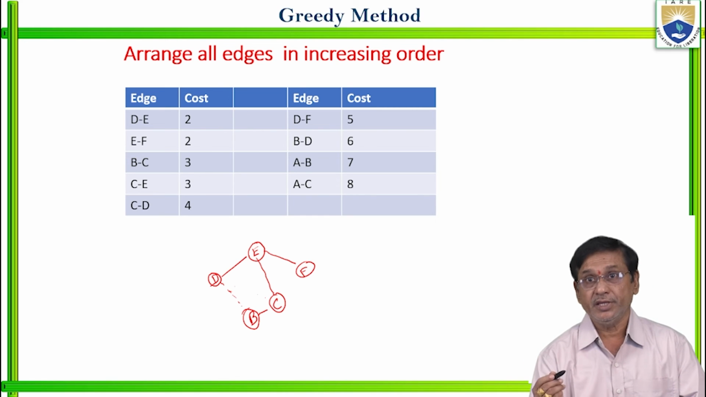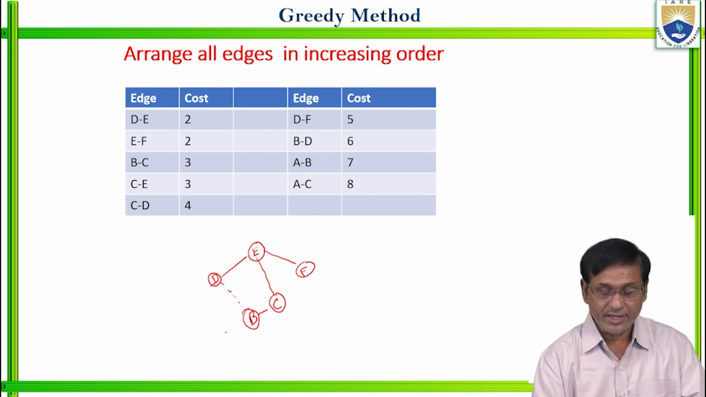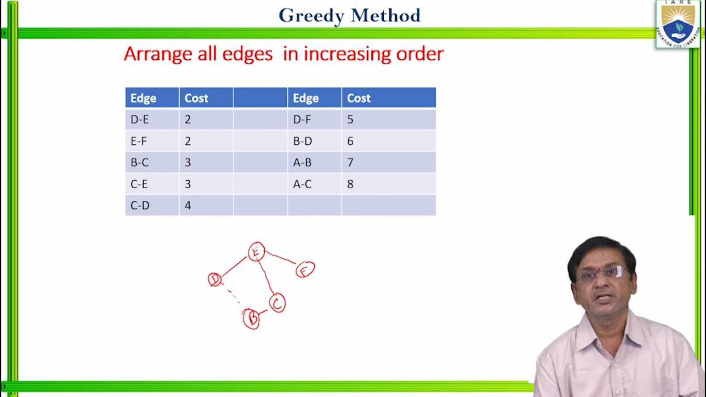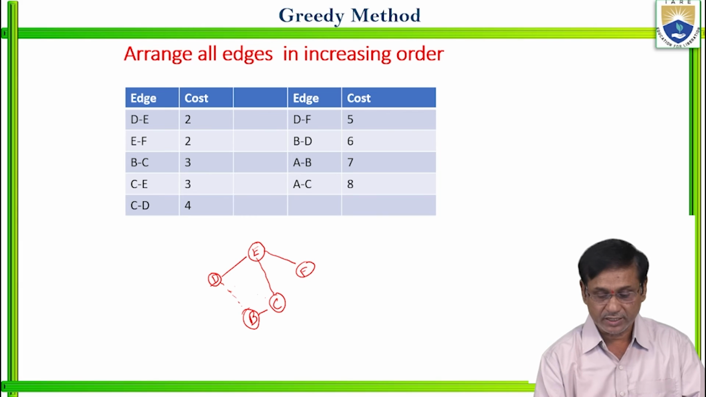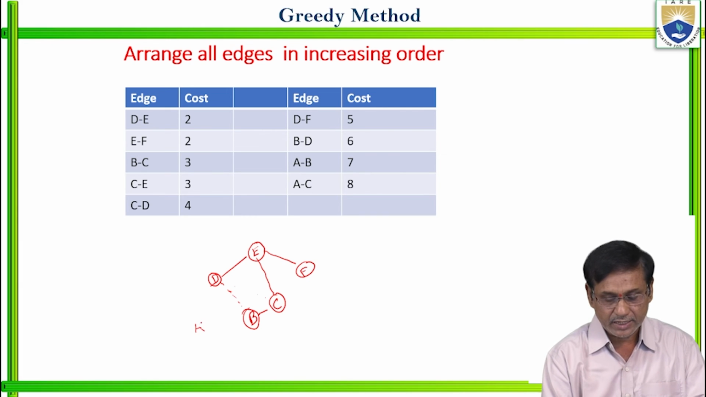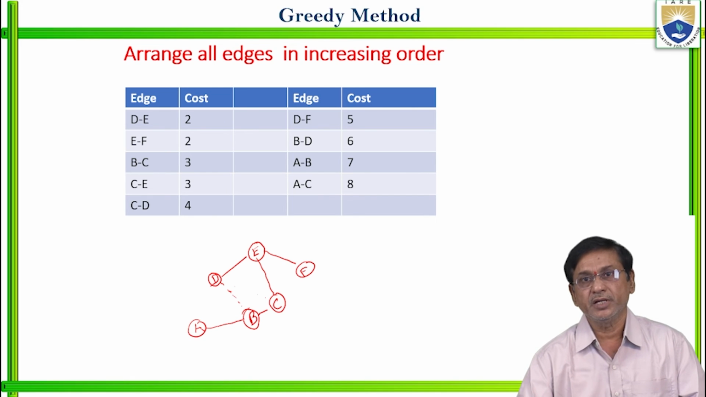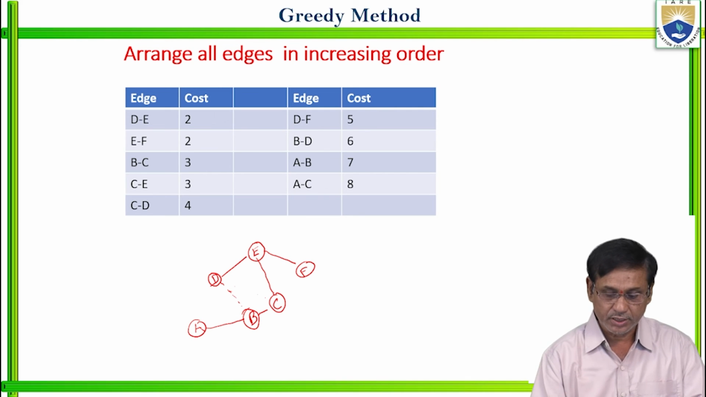Next, AB. Now A and B are in different sets, so we can combine that edge. You can join A and B by a solid line because A and B are in different sets. It is a combined edge. Now you see here AB is over. Next, AC.